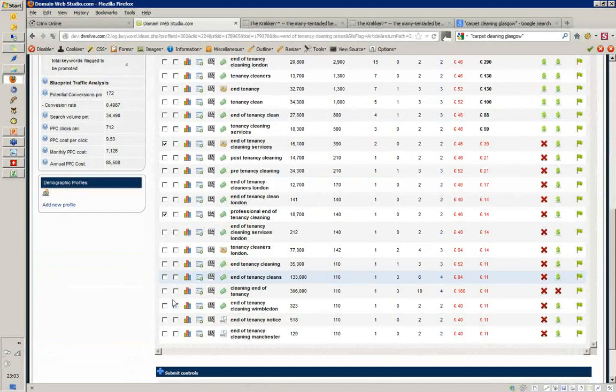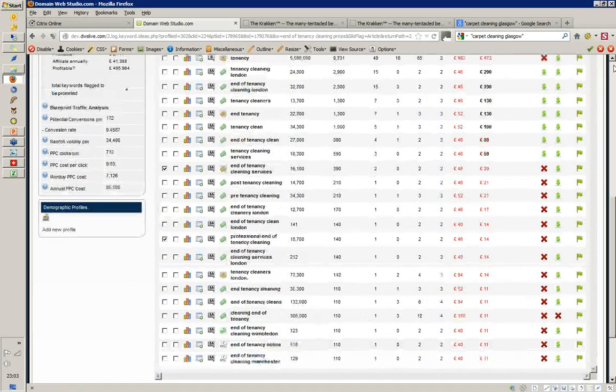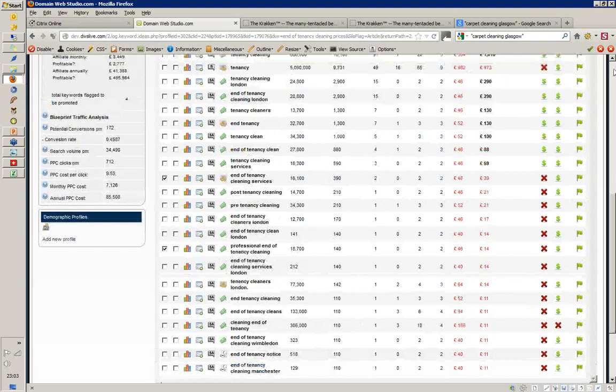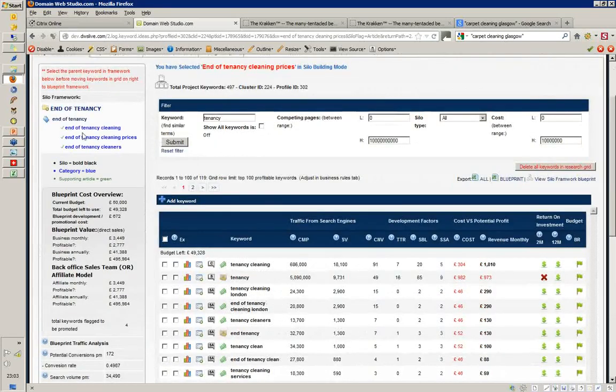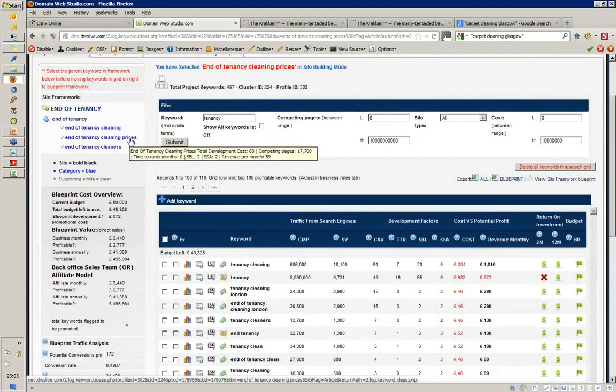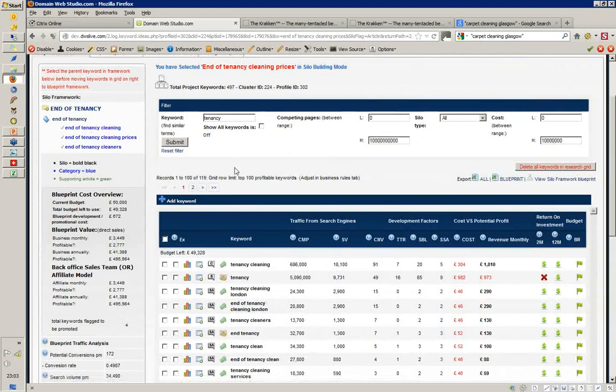Could you, as you're picking stuff, be a little bit more descriptive about why you're picking what you're doing? Sure. Basically what I'm doing, guys, is when I look at a word in the node over here, I'm looking at words for end of tenancy cleaning prices. So I'm thinking of what words I can use when I write my copy that will very clearly define the end of tenancy prices.